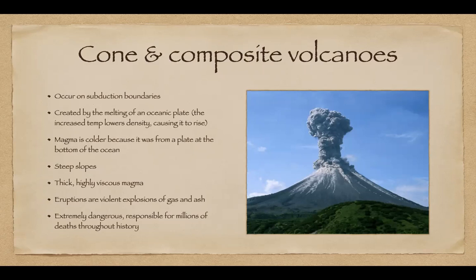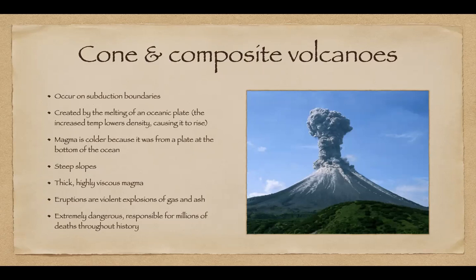So as a result, the lava is very thick and sticky. It's viscous, which is another way to say its thickness is high. And as a result, it pushes up and gets stuck. And the result of that is you get really steep slopes. And the eruptions are violent explosions.